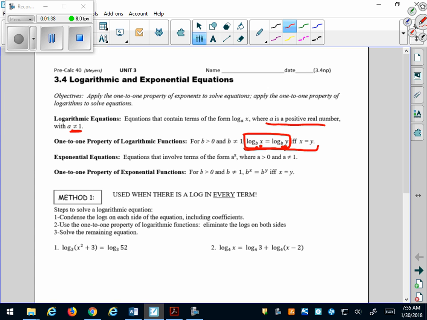Exponential equations we talked about before, right? An exponent is the variable, that's exponential. And then the one-to-one property is, basically, if you have b to the x equals b to the y, then again, x must equal y. If you have 2 to the 5th and 2 to the x, well, x must be 5 because 2 to the 5th can only be equal to 2 to the 5th, right? So those are some important properties for solving.